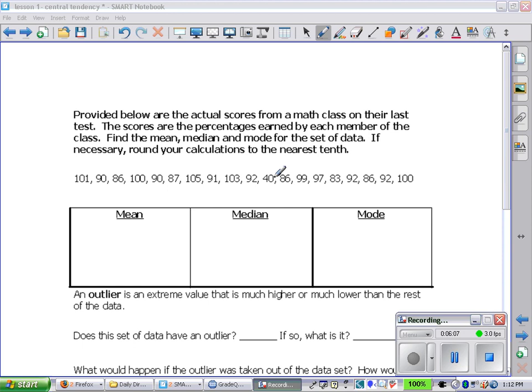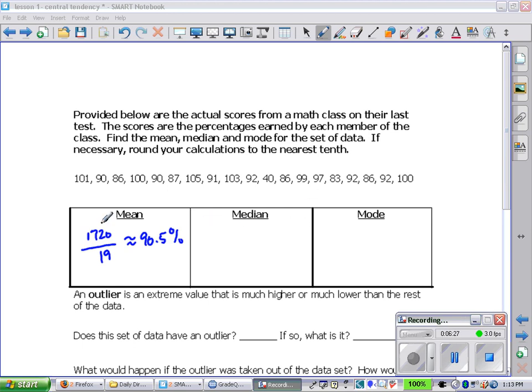So why don't you pause the video right now and add up your numbers, and in this box, make sure you write down the sum and then what you're dividing by. I want to see that division problem, and then you can go ahead and divide and round to the nearest tenth. So do that and then come back.